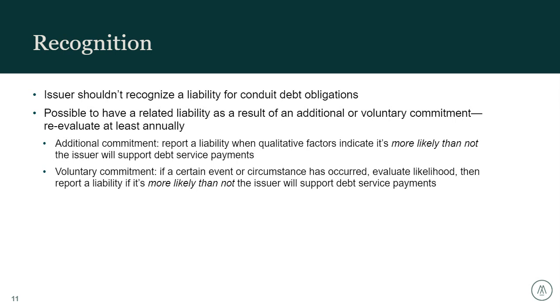An issuer that has not made an additional or a voluntary commitment is not required to perform an annual evaluation to determine whether the recognition criteria are met. But as long as the conduit debt obligation is outstanding and an issuer has made an additional commitment, that issuer should evaluate at least annually whether the recognition criteria have been met and a liability should be recognized.